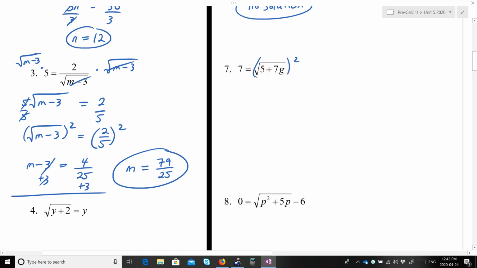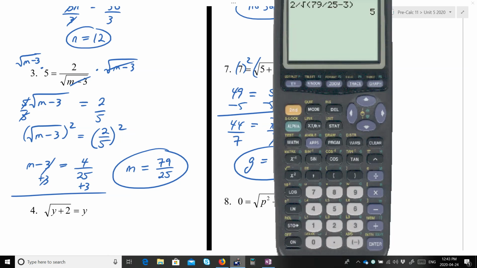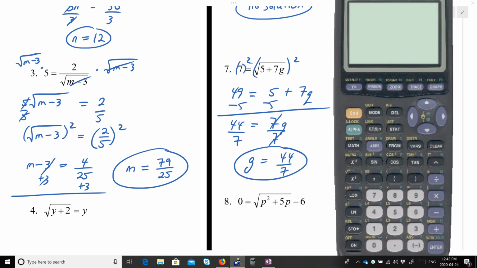Number 7, square both sides, because the radical is by itself already. We end up with 44 equals 7g. Divide both sides by 7. G is equal to 44 over 7. Okay, when we check that, that one is good as well. So just imagine going the square root of 5 plus 7 times 44 over 7. That has to be under the square root, and this has to work out to 7 according to the equation, which it does.